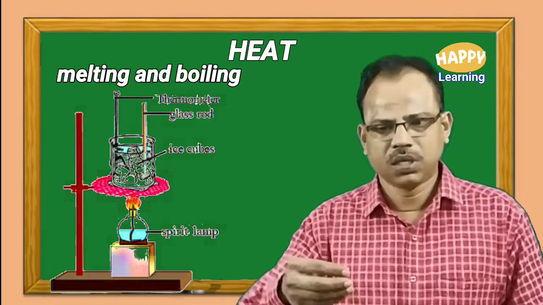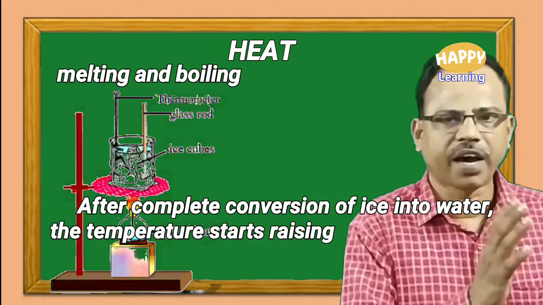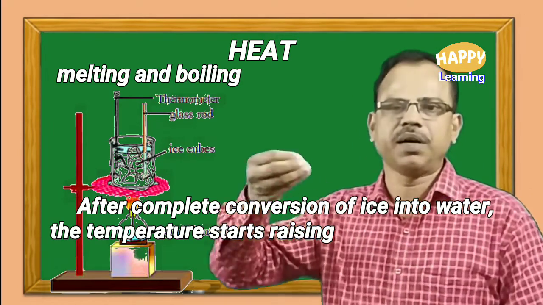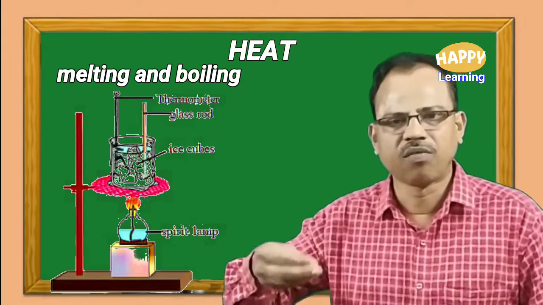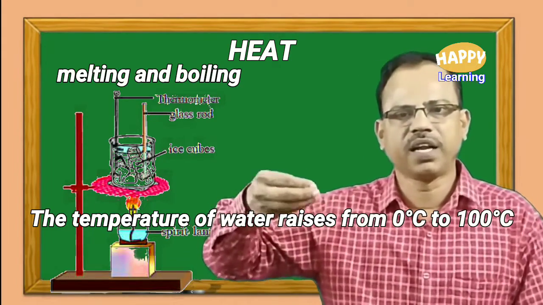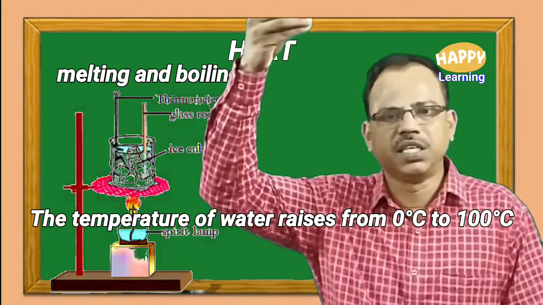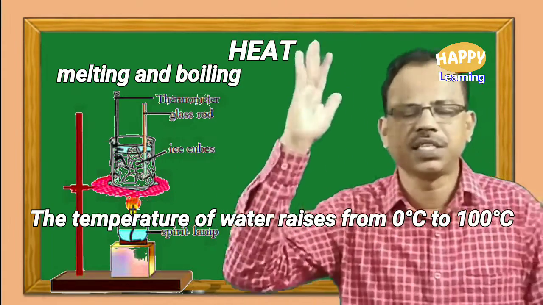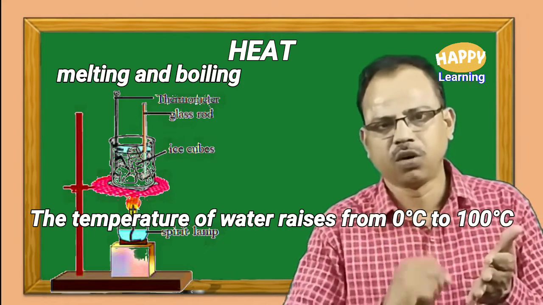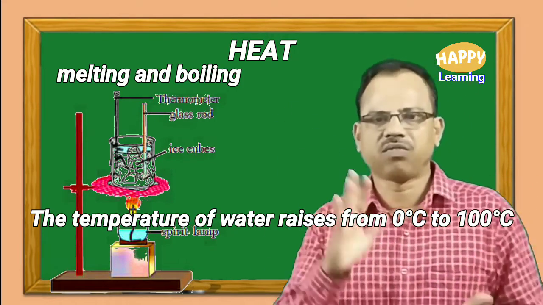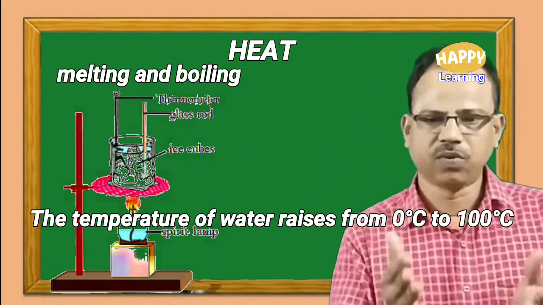Now the temperature of the water starts rising. After complete conversion of ice into water, the temperature of water starts increasing. You continue heating, and the temperature of water increases 5, 10, 15, 20, like that, and reaches 100 degrees Celsius. Note down from time to time, every 1 minute or every half minute, the temperature of the material in the beaker. When it is ice, note down as ice. When it is water, note down as water.